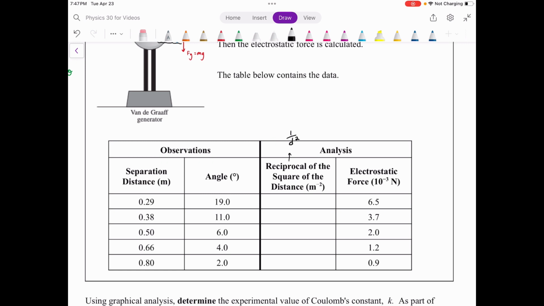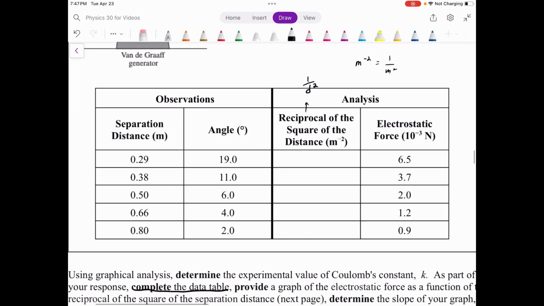That's all that is. That's why its units are meters to the minus 2, right? Meters to the minus 2 is just 1 over meters squared. Okay, so literally, we're going to take the distances, the d's, and do 1 over them squared. So first up, 1 over 0.29 squared. That's going to give us 11.89.